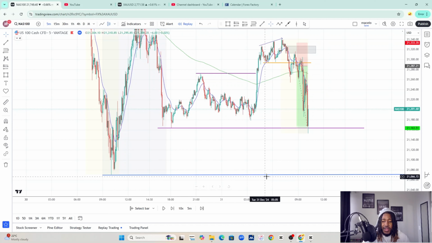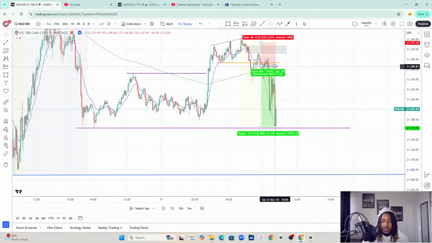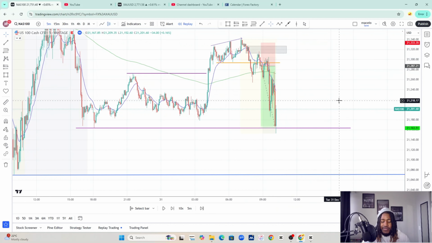But this is also your 1 hour low, where you can also put your stop loss, let's say, at break even if you want to. So you put your stop loss at break even if you want to, and continue to ride the momentum if price continues to go your way.